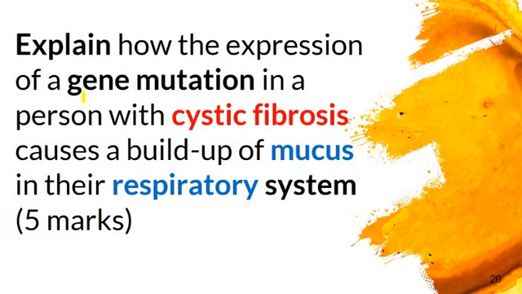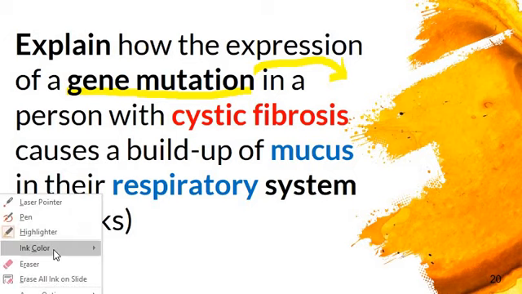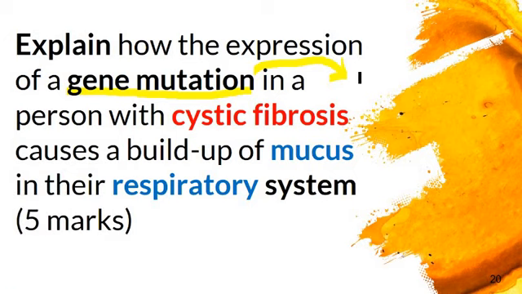So if you're still with me on this, the first thing we need to think about is why they've even mentioned there's a gene mutation. We know that genes code for proteins. So can you think of a protein channel that is going to be affected by this disease? So think about the structure of your cell. We have a few different pumps that are involved.